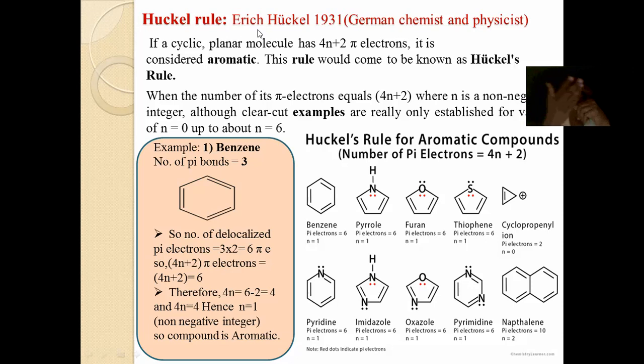But besides these conditions, one more important condition is there. That condition is known as Huckel. The compound or organic molecule should possess or follow the Huckel rule. That's why that rule is very popular for deciding aromaticity. Any compound, if it is cyclic, planar, and has 4n plus 2 pi electrons, is considered aromatic.